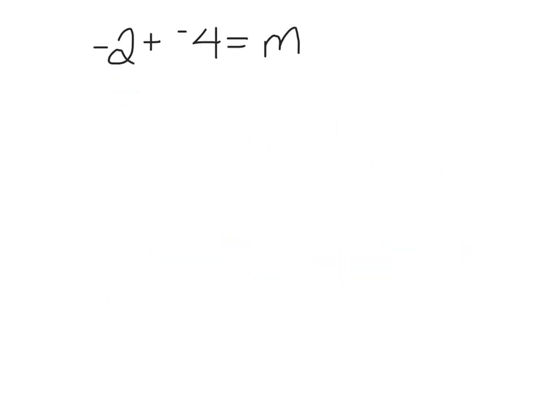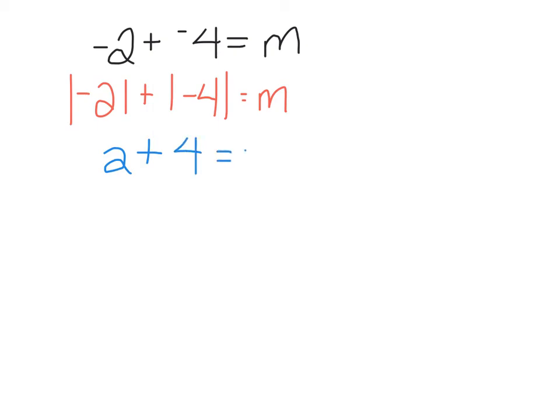So another way to add integers is using the absolute value. In order to do that, we would first add the absolute values of the addends. So here we have negative 2 plus negative 4 equals m. If we use the absolute values, we would have the absolute value of negative 2, plus the absolute value of negative 4 equals m. So the absolute value of negative 2 is 2, plus the absolute value of negative 4, which is 4, equals m.